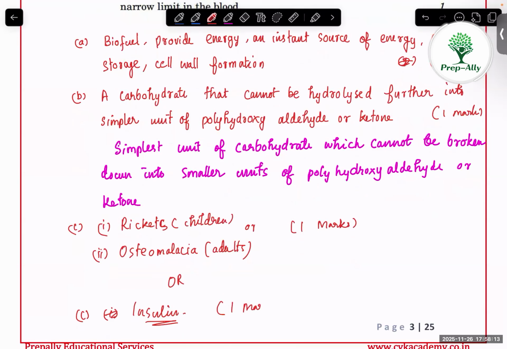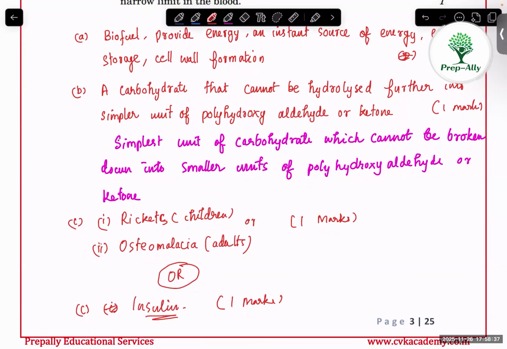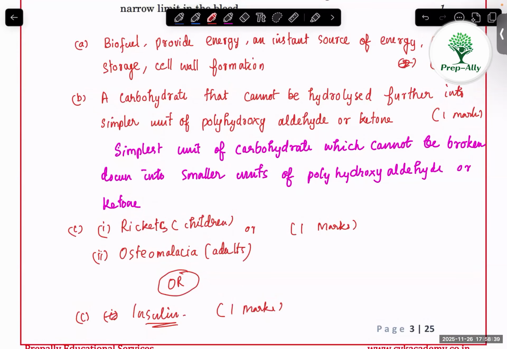Here also, one thing you need to be careful. OR means, whoever is checking the paper will only look at the first part of the answer which you have given. For example, if you have given rickets as the answer for C here, and if you again answer C as insulin, only the first answer which you have given will be taken into account. So be careful when you're attending questions like this. So I hope it is clear.